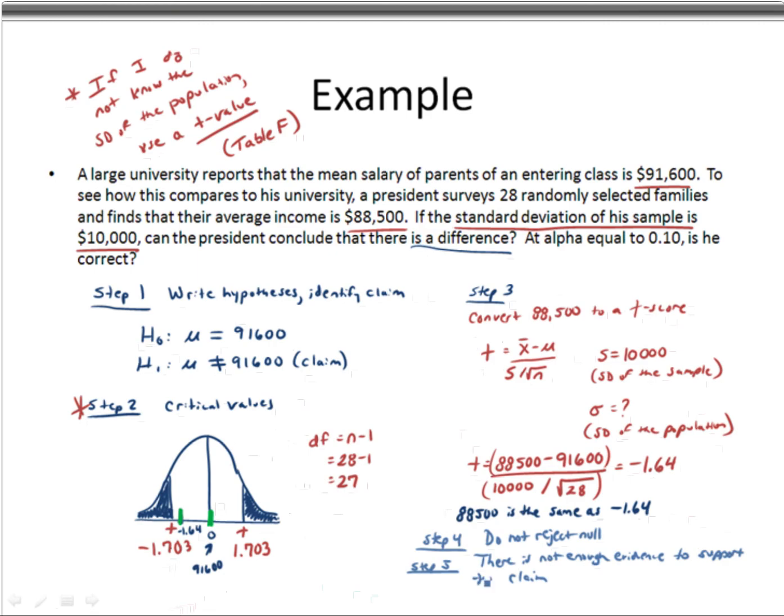that, and the claim was that the average income is different than 91.6. Okay, so there's not enough evidence to support the claim that average income differs from the 91.6.